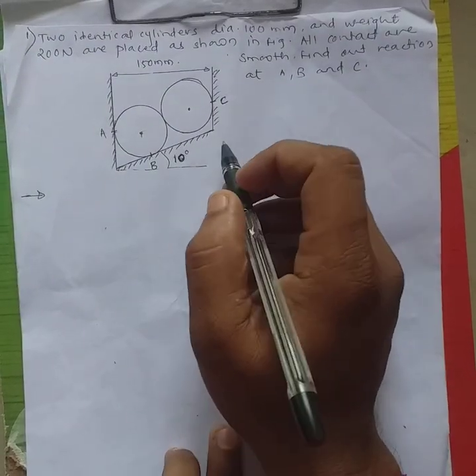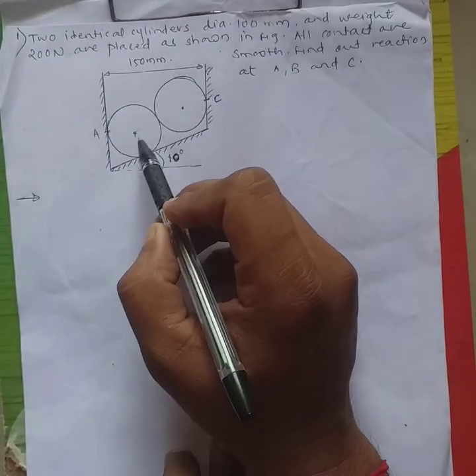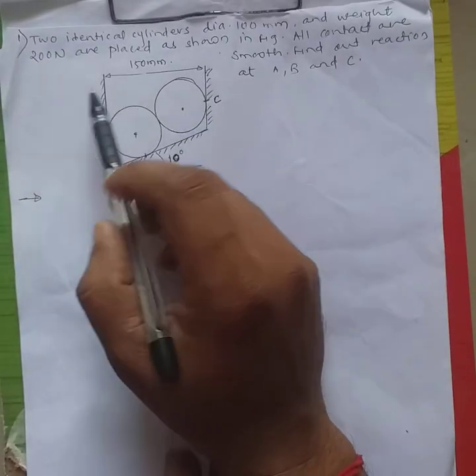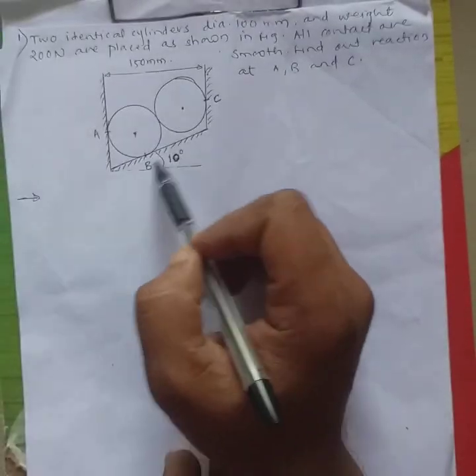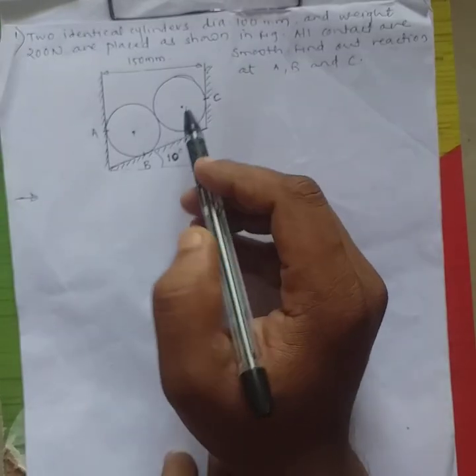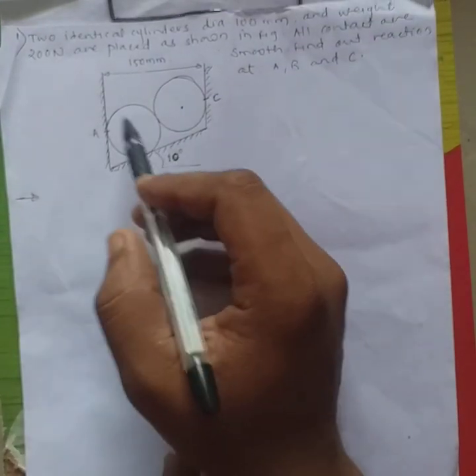Okay, next problem is on Lami's theorem, the two circle method. Here you can see there are two circles, or two cylinders, attached. So how to solve this problem? By using conditions of equilibrium and Lami's theorem, we'll see.